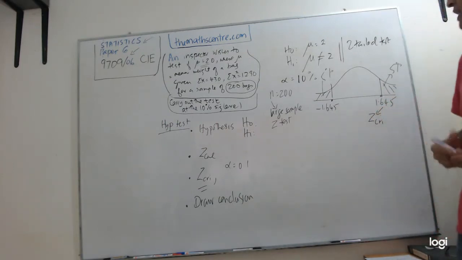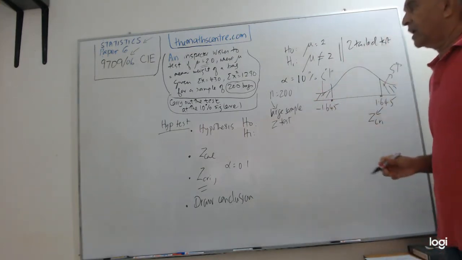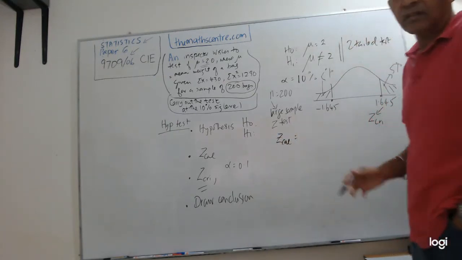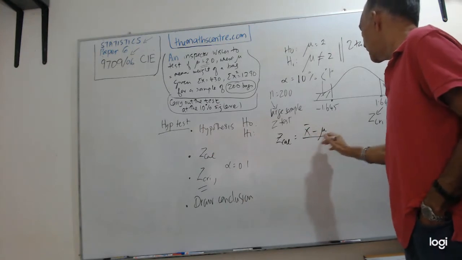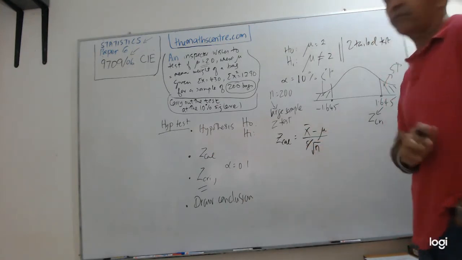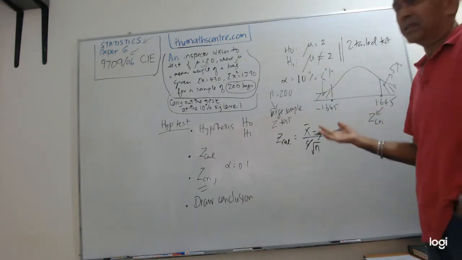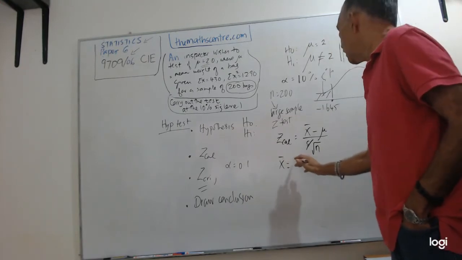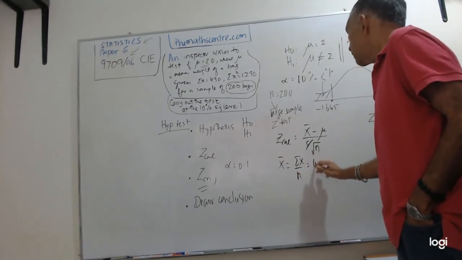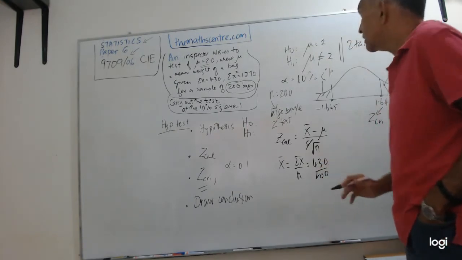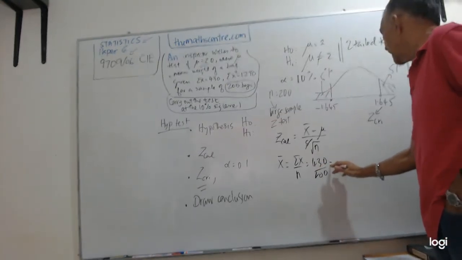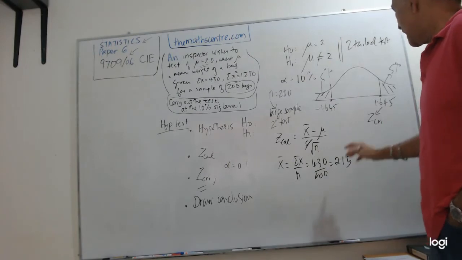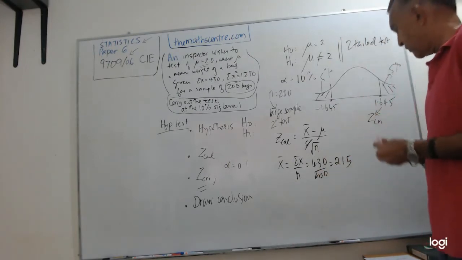Now we've sorted this part out. Let's go ahead and work out Z calculated. We know it is x bar minus mu over s over the square root of n. Why did I use s? Because they didn't give us sigma, the standard deviation. X bar we can work out: summation of x over n, that is 430 over 200, and you'll get 2.15. Mu is 2, n is 200. All we need is to work out the value of s.